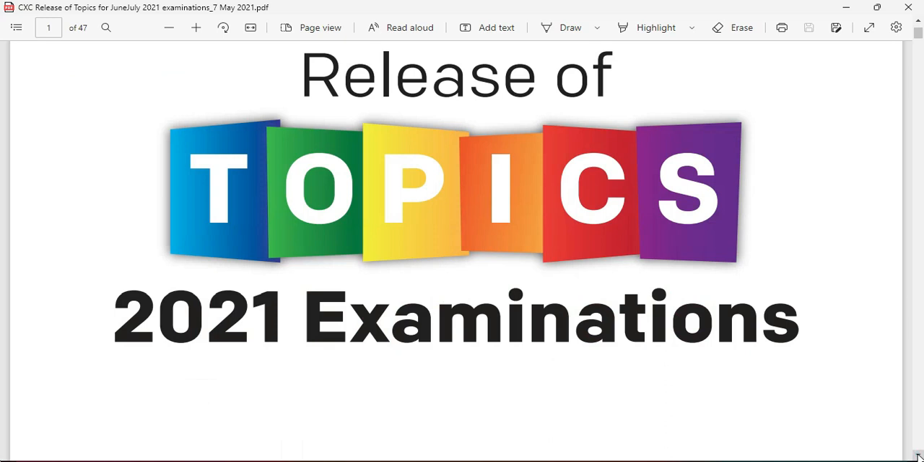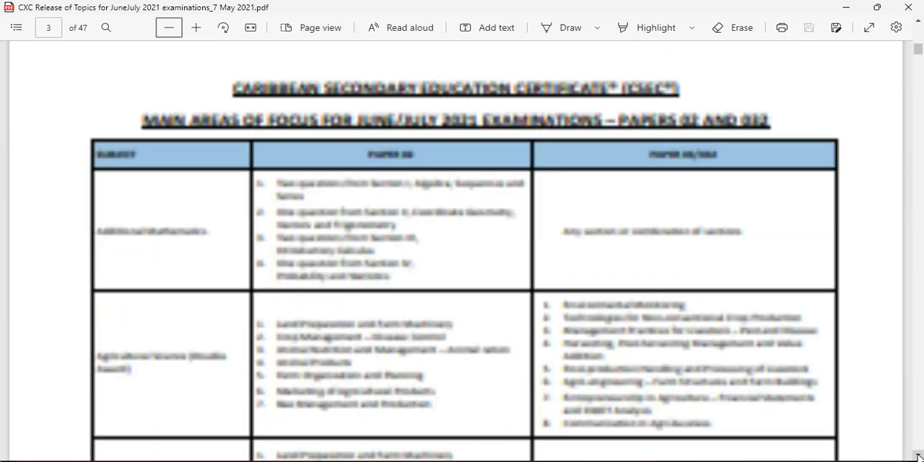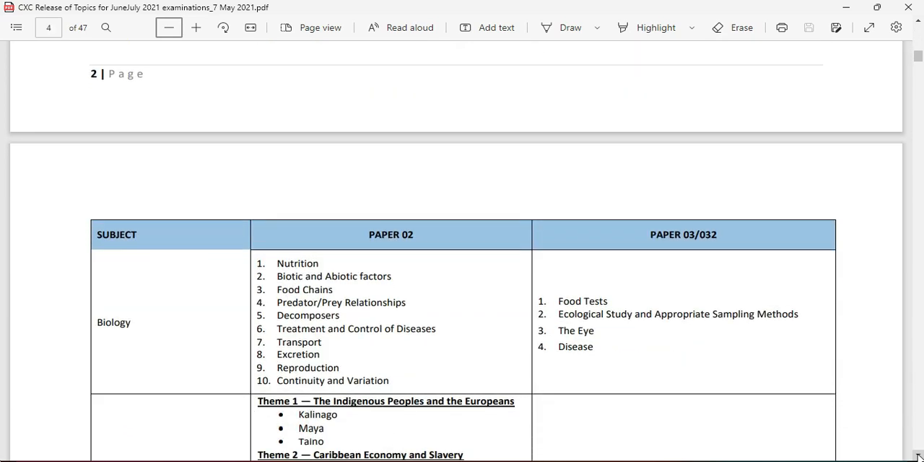So be reminded, this is not the broad topic for 2022. We're looking at the broad topics for the 2021 examination, and we're pretty much just having an overview of what was done then and what we're supposed to be expecting this year. I'm going to be looking at biology, being that biology is our core subject here, and human and social biology. I'll definitely be looking at those.